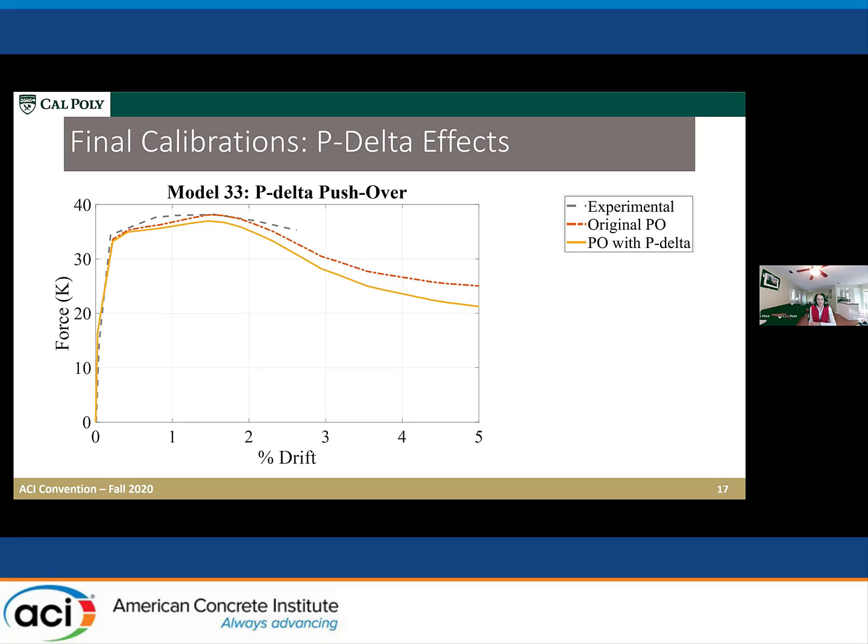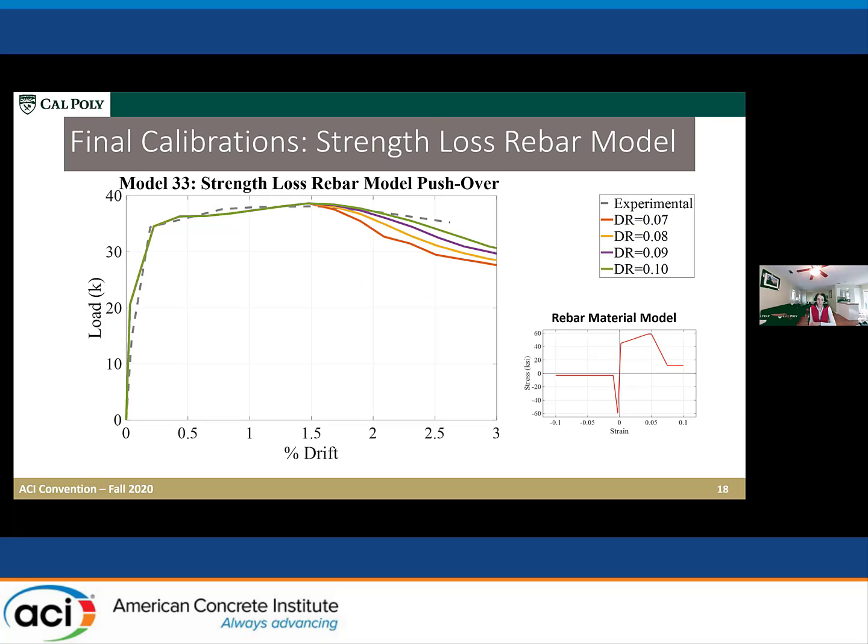Then they also investigated the effects of the P delta for the pushover. The concern there was perhaps as you apply a gravity load to a laterally displaced wall, there would be some effect that needs to be captured. But what we're observing here is that as the drifts get larger, the drop in strength becomes more significant and does not align as well with the experimental data. So at this point, the students decided to ignore the effects of P delta.